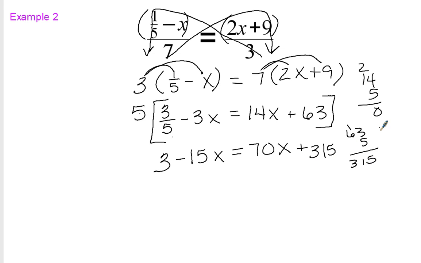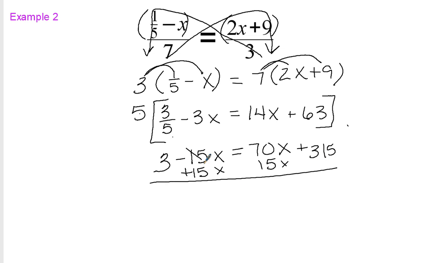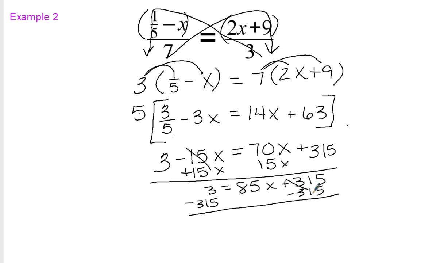Now I can start putting things together. I'm going to go ahead and move my smallest x value to the other side by adding it. And then I'm going to get 3 equals 85x plus 315. How am I getting my x by itself? You got it. Subtract 315 from both sides. On the right side, I still have 85. On the left side, I have a negative 315 and a positive 3. So it's negative 312.